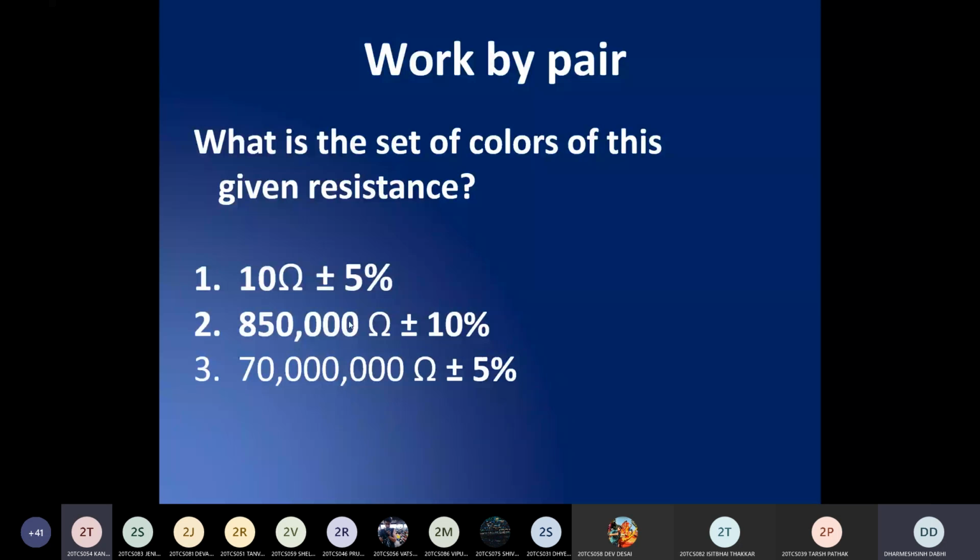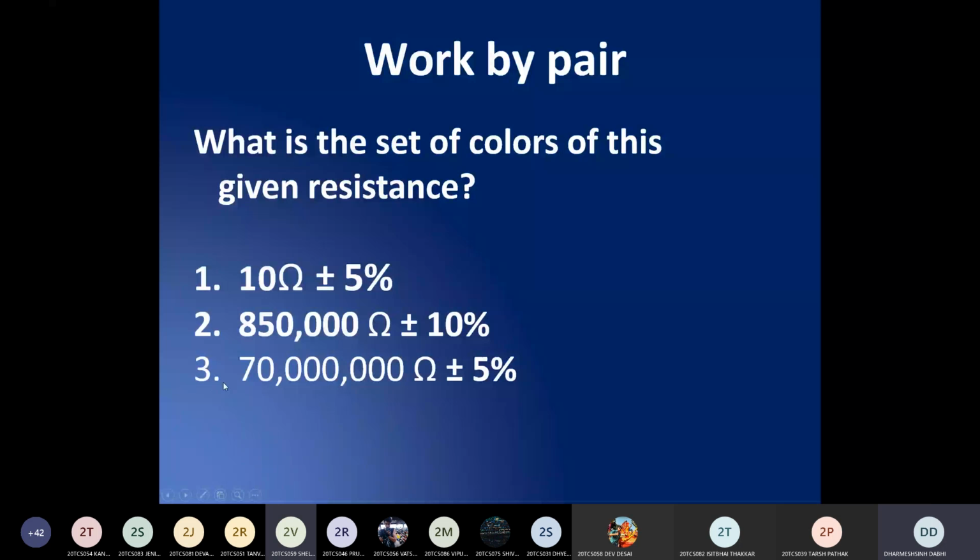Very good. Second, 850 with 10% tolerance. Gray, green, yellow, silver. Yes, very good. 8 means that is a gray color. 5 means that is a green color. How many zeros? 4 zeros. It means 10 raised to 4. So 4 is the yellow color. So it is gray, green, yellow. And 10% variation means silver color. Clear?